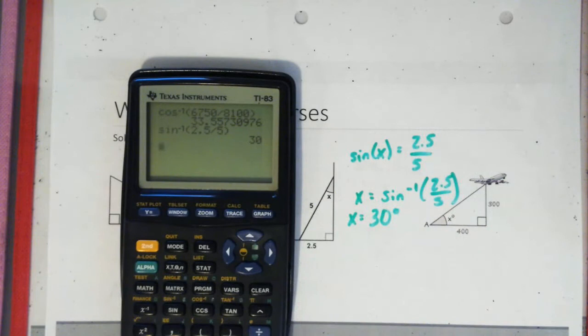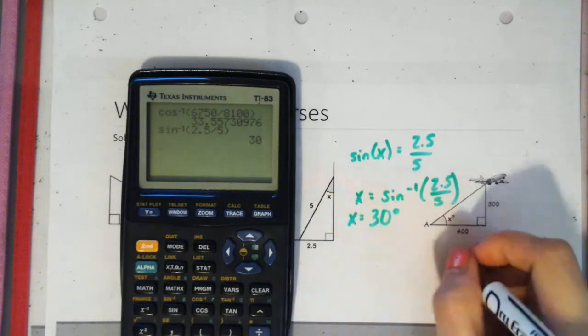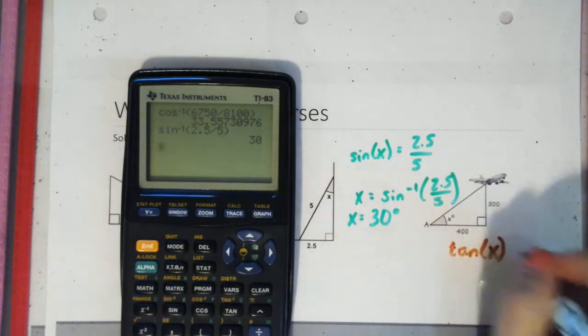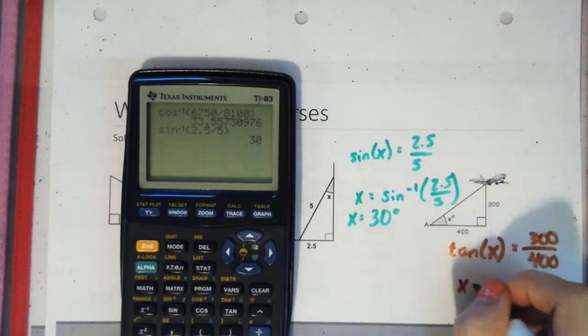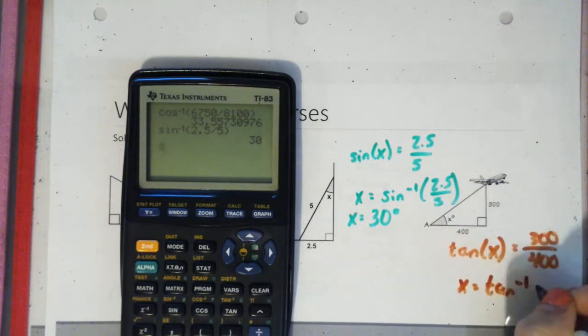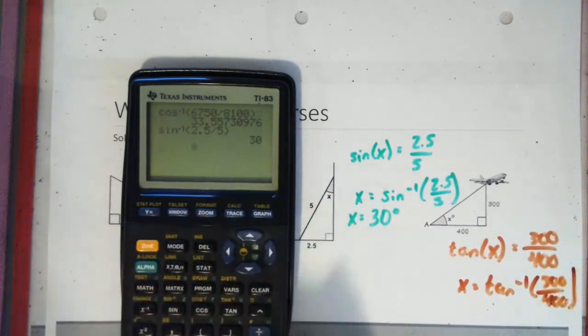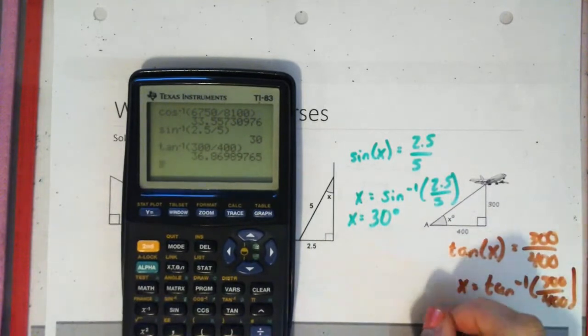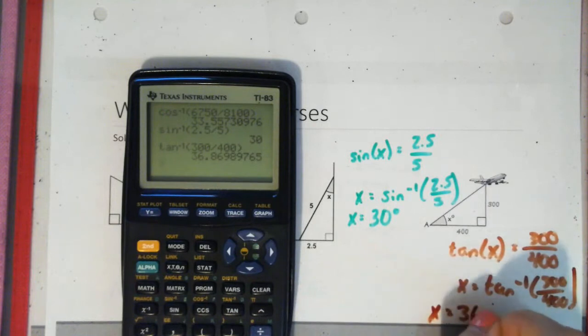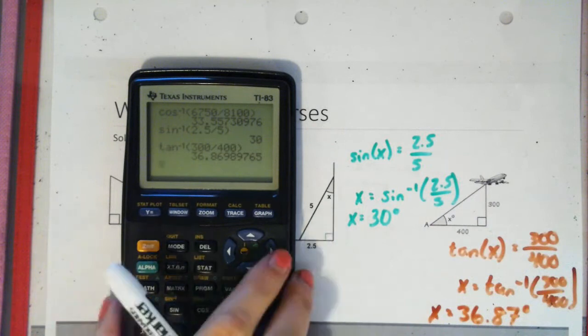Finally, we're looking at this triangle here, trying to find angle X. I know the opposite and the adjacent, so that sounds like tangent. So the tangent of angle X is equal to 300 over 400, meaning angle X will be the inverse tangent of 300 over 400. The inverse tangent of 300 over 400 is equal to about 36.87 degrees. So that's one way we can use inverses.